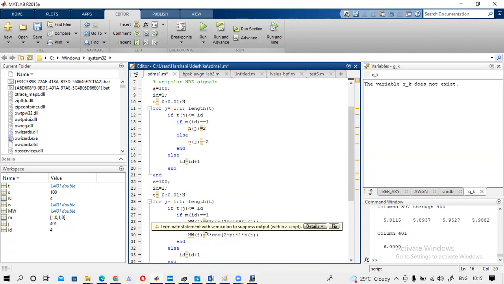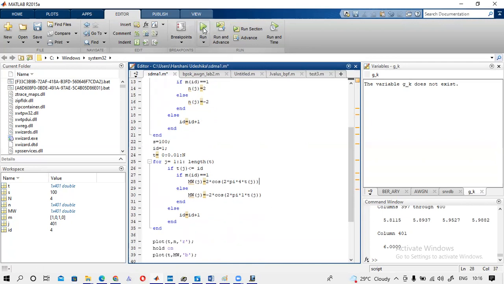This is for 1, so you will have plus root TB, which means 2. And here you will have minus 2. So this kind of signal you will get. And if I run this, we can see a waveform.